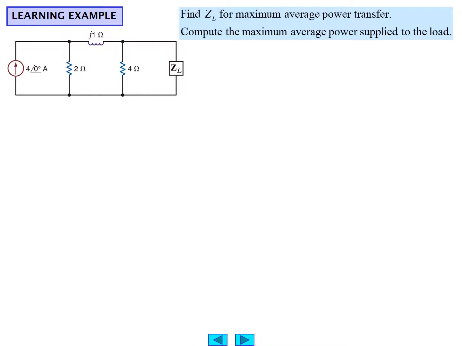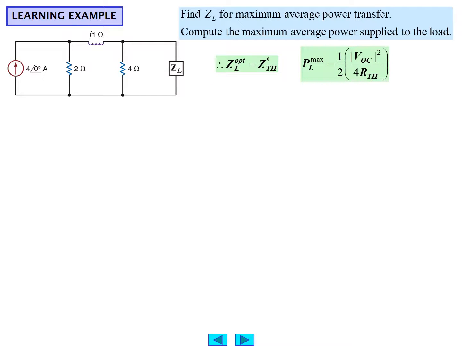As an application of the maximum power transfer, let's look at this particular network. The load is called Z sub L. There is an additional network which is part of the source. We have a 4 angle 0 current source, a 2 ohm resistor in shunt, a j1 ohm inductor reactance, which is then in series with a parallel combination of the 4 ohm resistor and the load impedance Z sub L. And what we need to do is calculate Z sub L for maximum power transfer into the load.